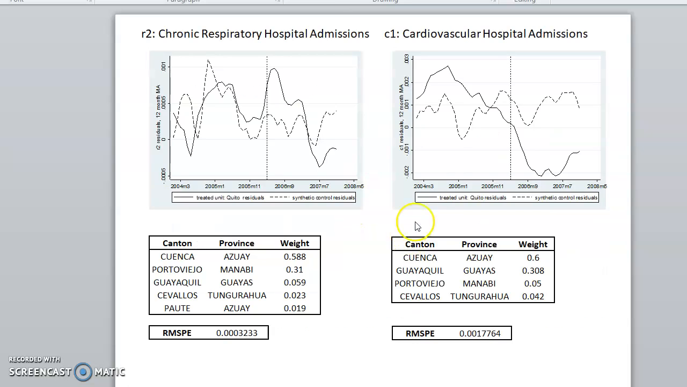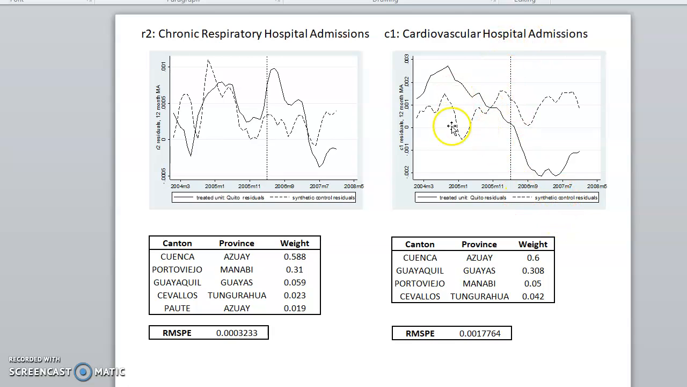And I find also interesting results for C1. And again, R2, chronic respiratory illnesses, is not as interesting. I don't see as much of an effect. The vertical line here indicates when the policy took place in Quito.